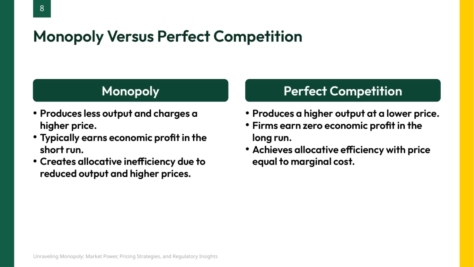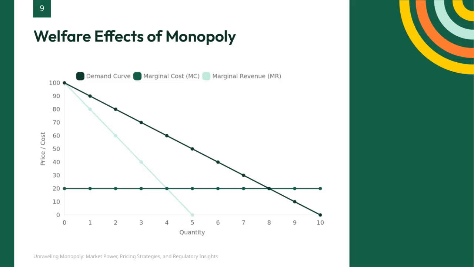Understanding these differences helps us see why perfect competition is often considered ideal for consumer welfare, while monopolies can limit market efficiency. Here we see the welfare effects of a monopoly illustrated through the demand curve, marginal cost, and marginal revenue lines. The demand curve slopes downward, showing that as quantity increases, the price consumers are willing to pay decreases. The marginal cost line is constant, reflecting a fixed cost per unit of production.